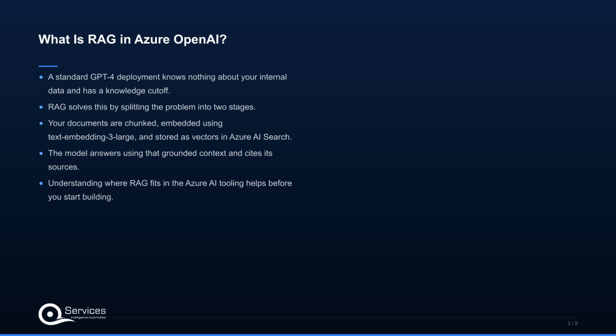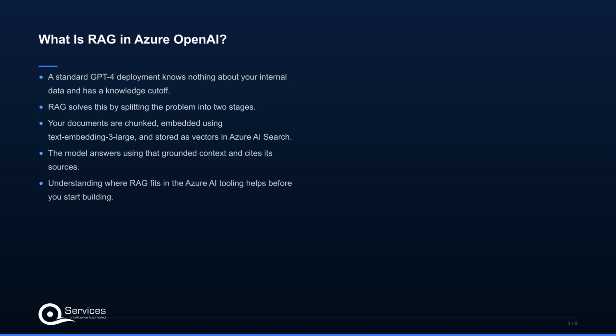RAG in Azure OpenAI is an architecture pattern that combines Azure AI Search with Azure OpenAI Service to produce answers grounded in a private document corpus, without fine-tuning the underlying model. A standard GPT-4 deployment knows nothing about your internal data and has a knowledge cutoff. RAG solves this by splitting the problem into two stages. Your documents are chunked, embedded, and stored as vectors in Azure AI Search. When a user asks a question, the system embeds that query, retrieves the top k semantically similar chunks, and passes them as context in a GPT-4 prompt. The model answers using that grounded context and cites its sources.